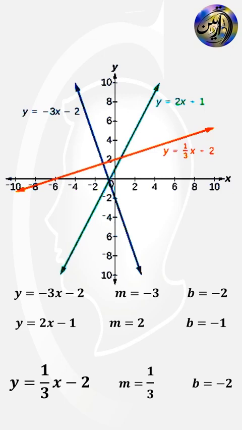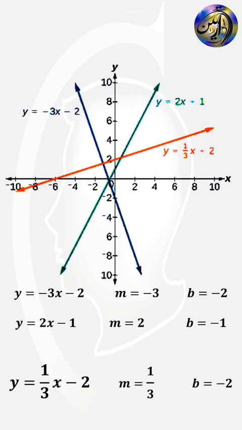Remember, in the equation, y equals mx plus b. M is the slope. B is where the line meets the y-axis. Once you know M and B, you've basically learned the line's address.